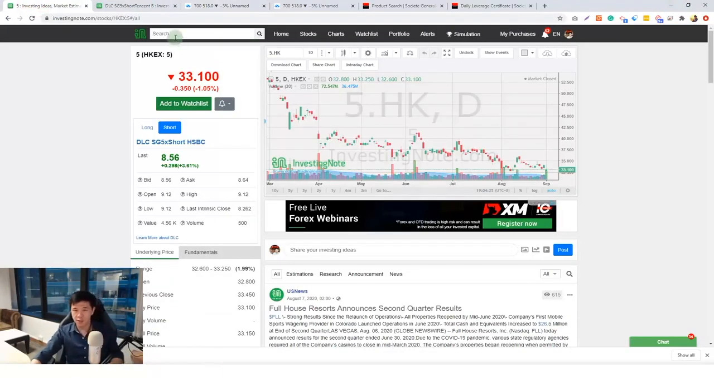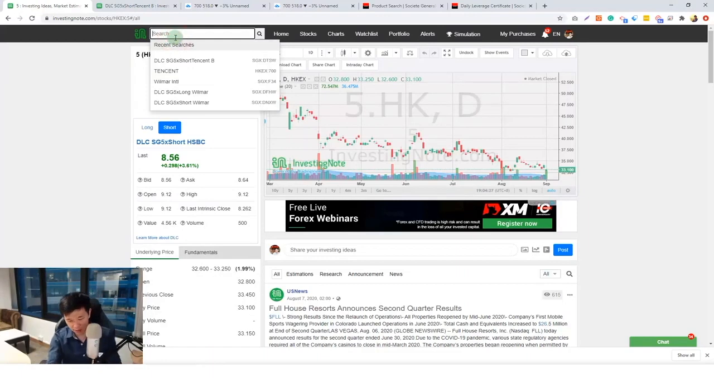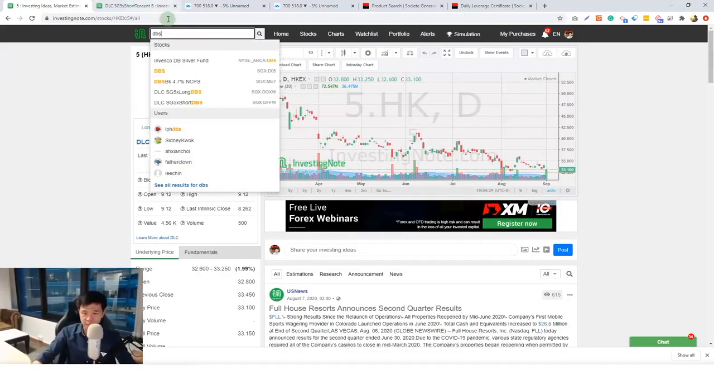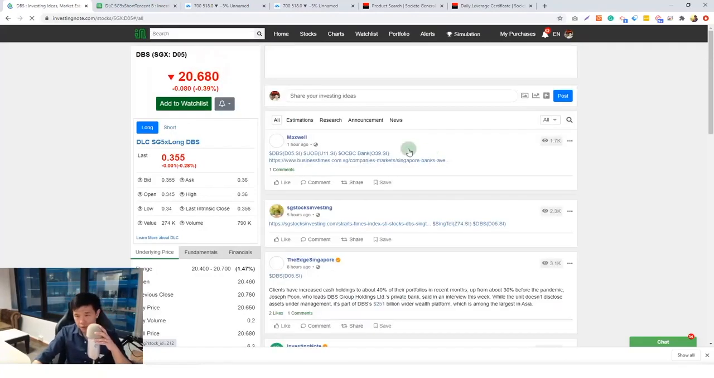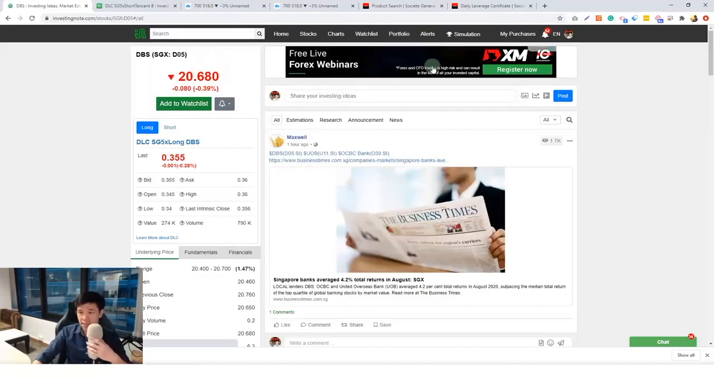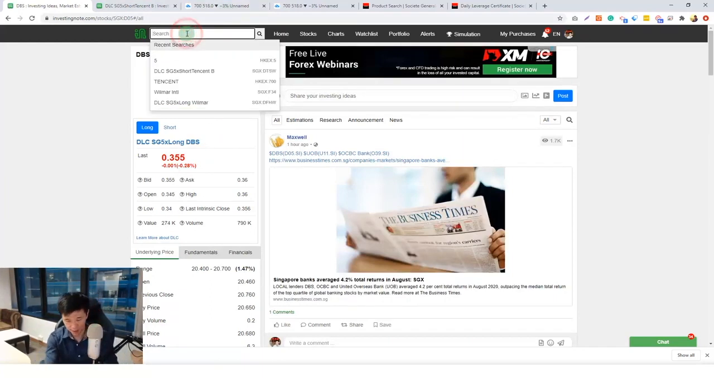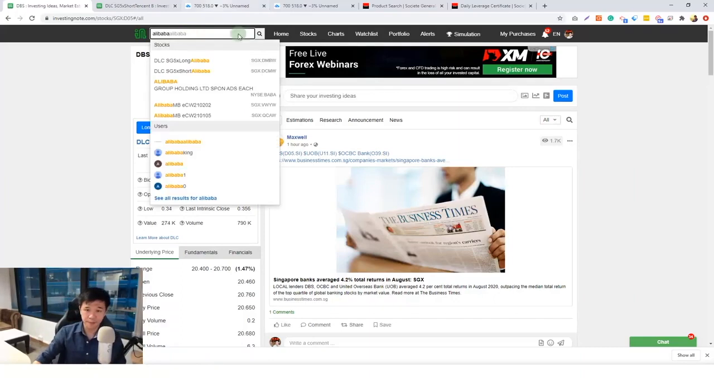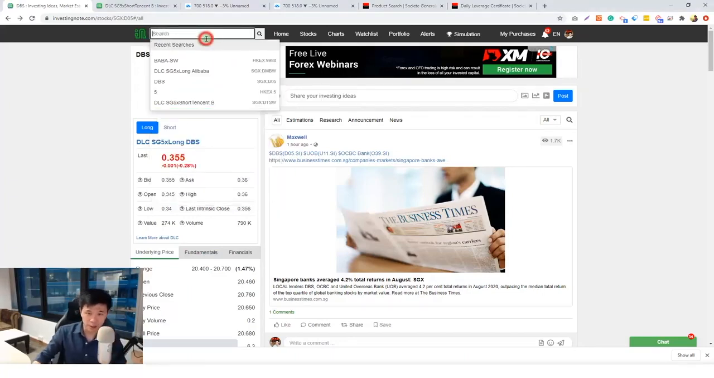Really, all you need to do is come in here, find anything that you want, type in DBS. I'm looking at DBS over here and looking at the chart. In this case, maybe there's no chart here. Let me pick another one. Let's just say I look at Alibaba. I look at Alibaba here. Let me see. Hold on for a second. Sorry, just lost it for a while.